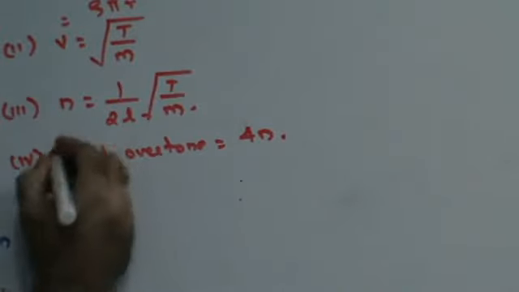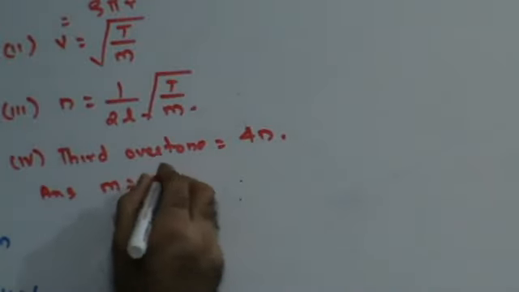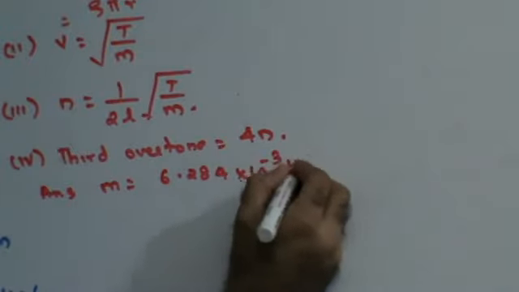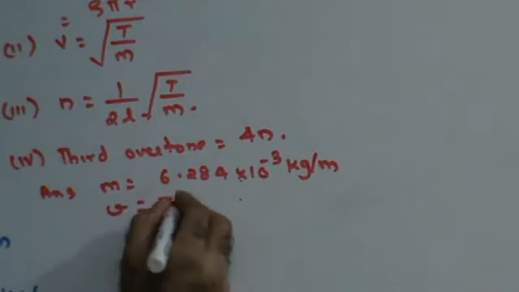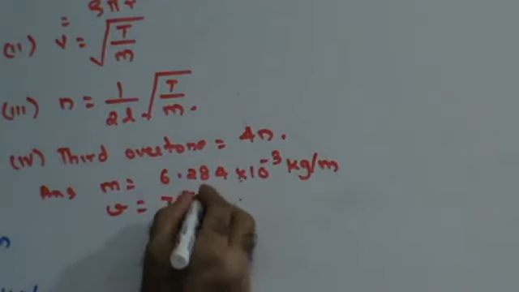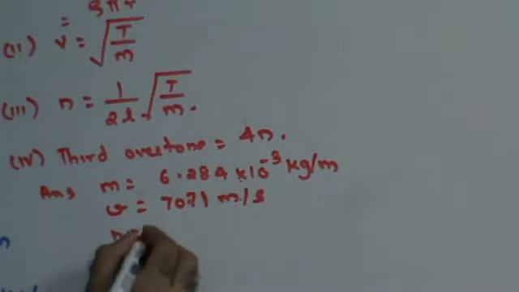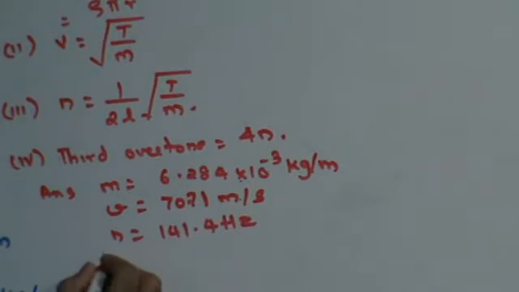Answer should be: linear density should be equal to 6.284 into 10 raised to minus 3 kgs per meter. Velocity of the transverse wave is 70.71 meters per second. Fundamental frequency is 141.4 Hertz, and third overtone will be 4 times this. Multiply and you will get your answer. Next, take down next one please.